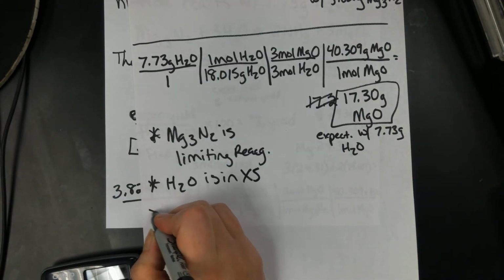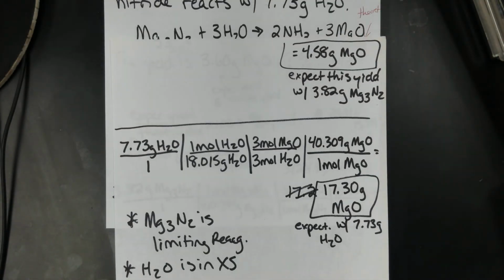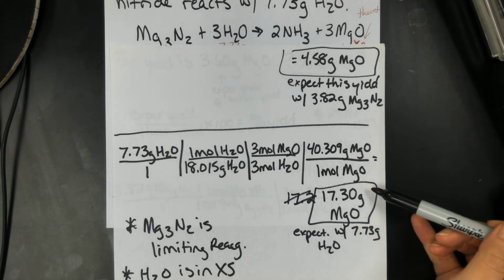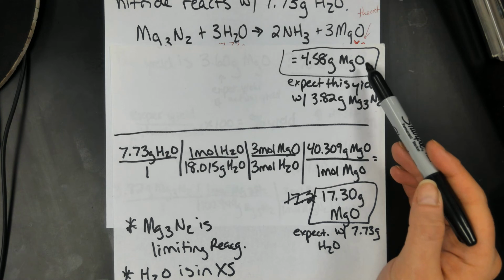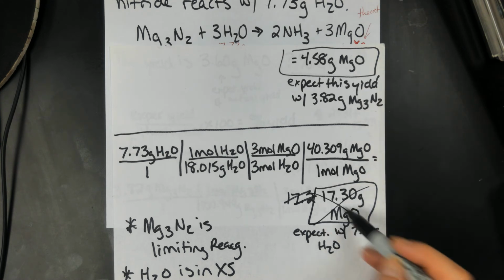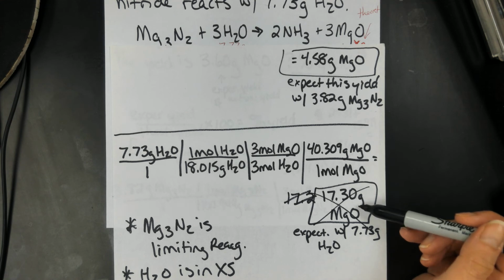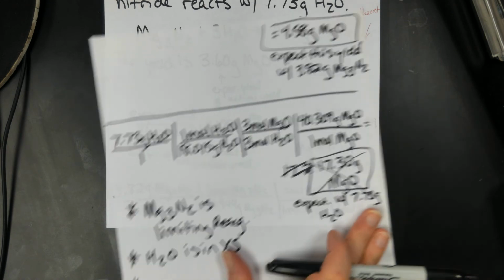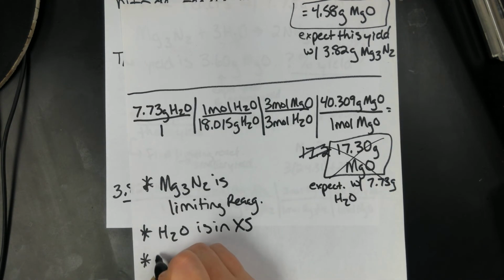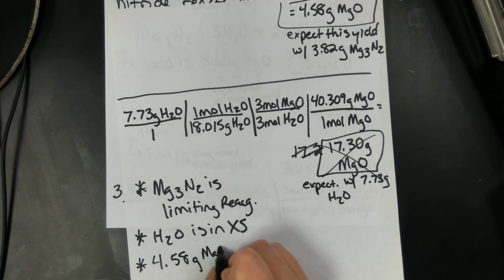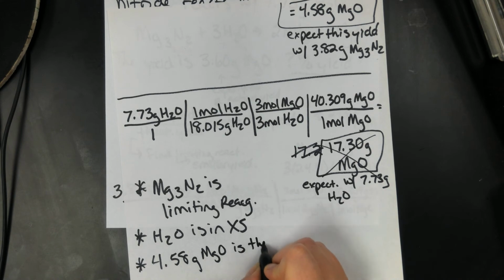What else? We just determined our theoretical yield. Is this our theoretical yield, or is this our theoretical yield? The lower one is your theoretical yield. What's this? Nothing. That's a pie in the sky dream, because we don't have enough magnesium nitride to make it. So this is our theoretical yield. Our theoretical yield is 4.58 grams of magnesium oxide.